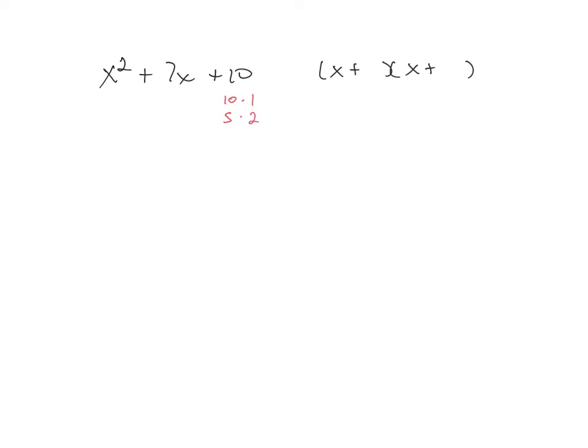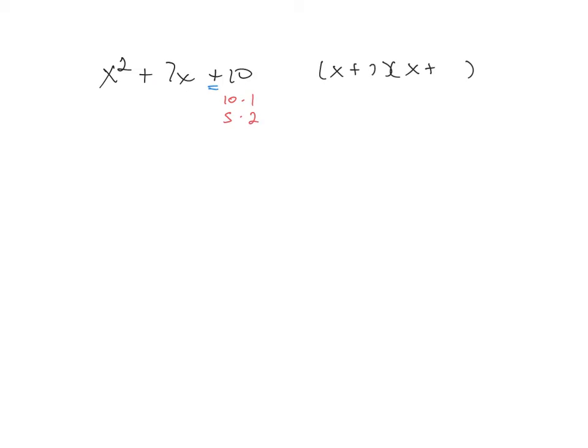Okay, and so then which one of those makes 7? 5 and 2. 5 plus 2 is 7. Okay, and so we're going to say plus also because of the plus sign right there. And so it technically doesn't matter if I put 5 in the first spot and 2 in the second spot, or 2 in the first spot and 5 in the second spot.